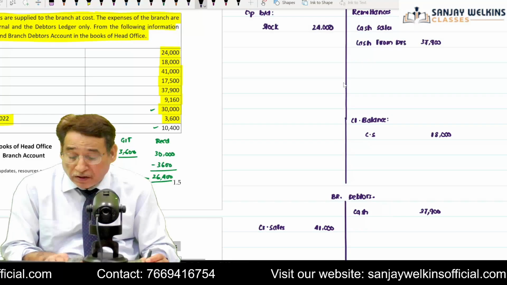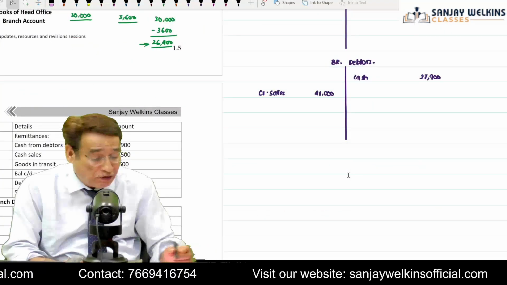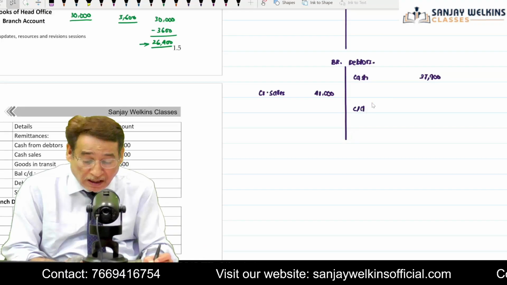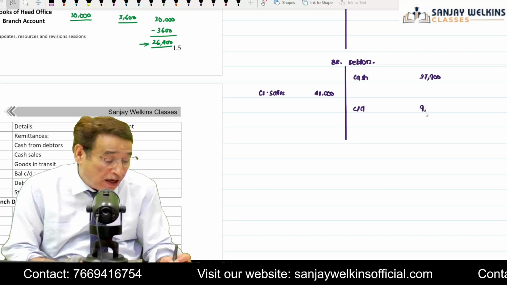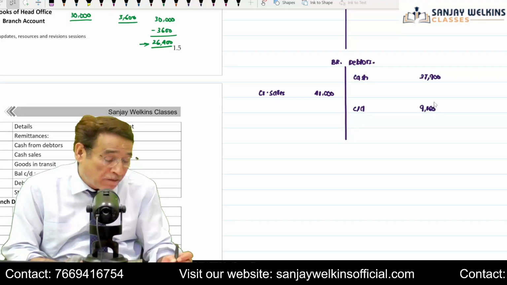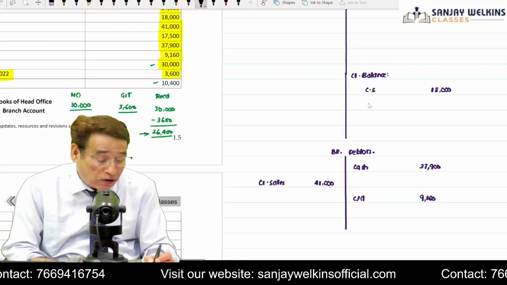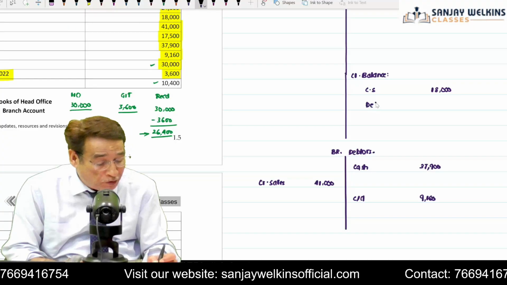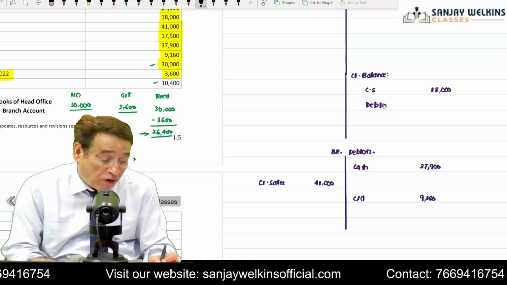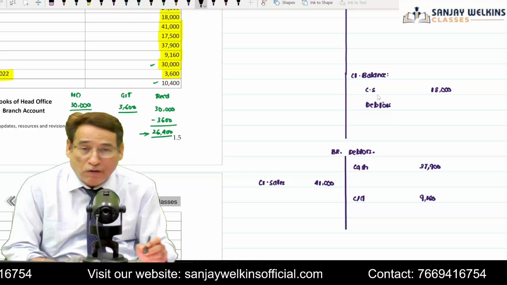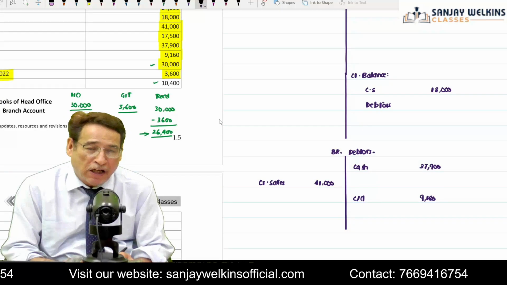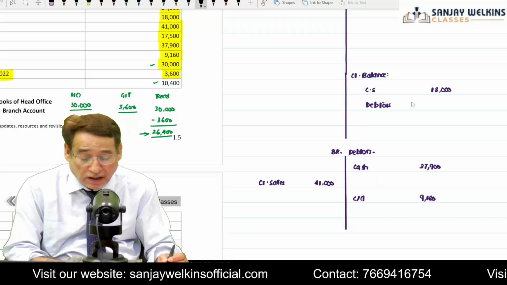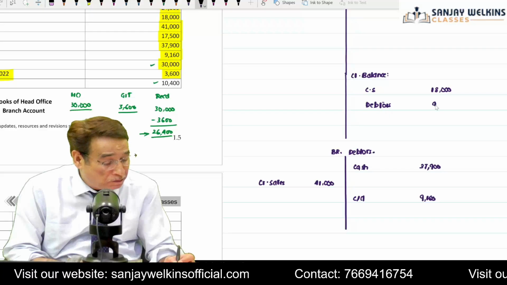Now the next point is closing debtors. Closing debtors will find place first of all in the debtors account. I will write here closing balance 9160. And as you know, closing balances are also written over here, so closing debtors, I will write here 9160. And why do we write opening and closing balances of debtors in the branch account? The reason is that we want to bring into the branch account somehow the amount of credit sales.